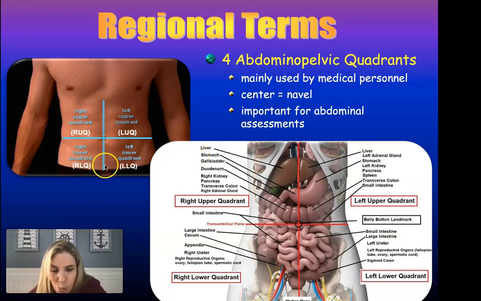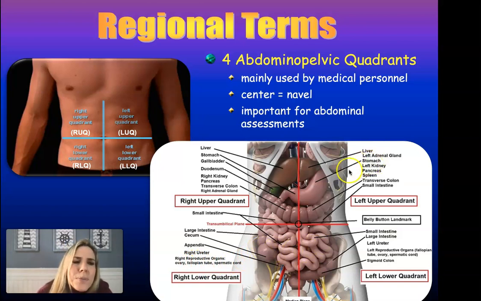Let's take a look at the right lower quadrant. The small intestine is found there, part of the large intestine, including the cecum and the appendix, right at the end of the large intestine, and some of the reproductive organs, like, if this is a female, the ovary and fallopian tube. If it's a male, the spermatic cord.